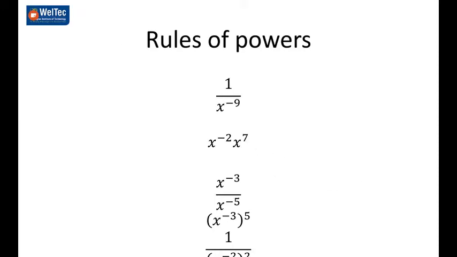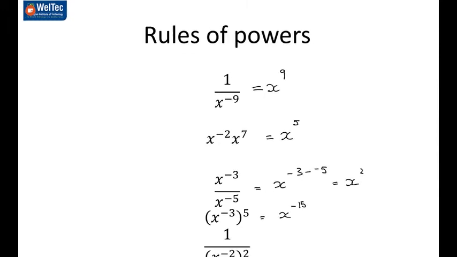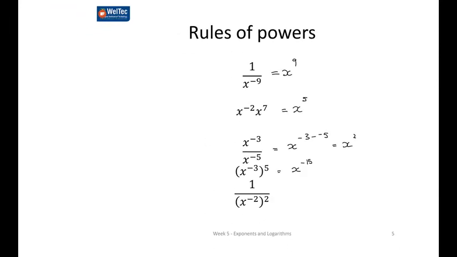Right, using those rules, 1 over x to the negative 9 will become x to the 9. x to the negative 2 times x to the 7, you're going to add the powers, so that would be x to the 5. x to the negative 3 over x to the negative 5, you're going to subtract, so it would be x to the negative 3 minus negative 5, so it would be x squared. This one will be x to the negative 15. And the last one would be 1 over x to the negative 4, which would become x to the 4.